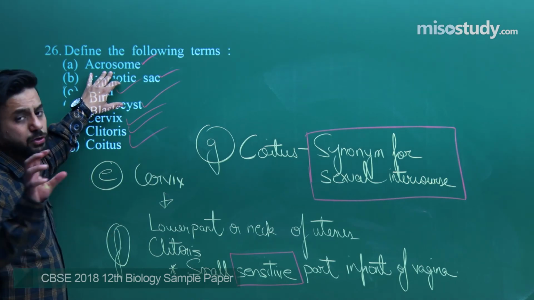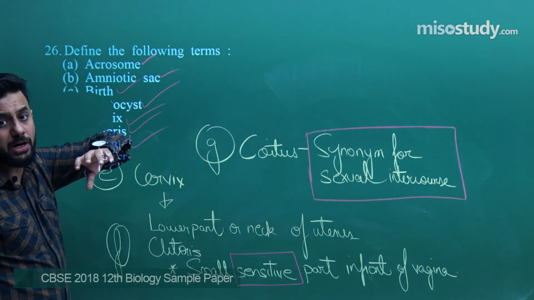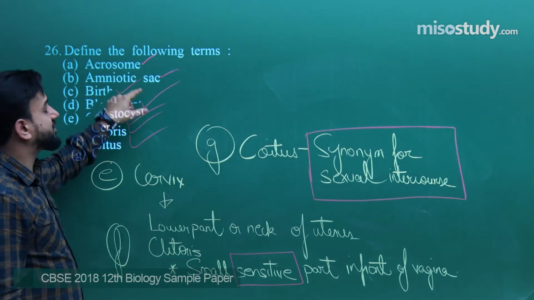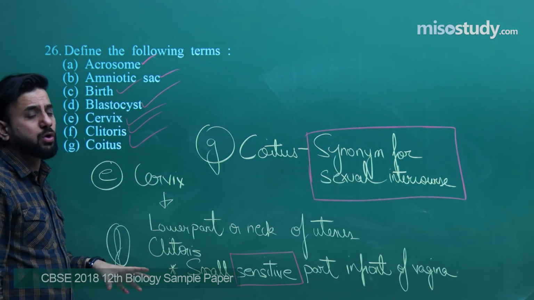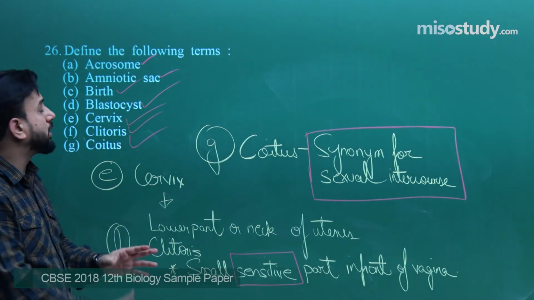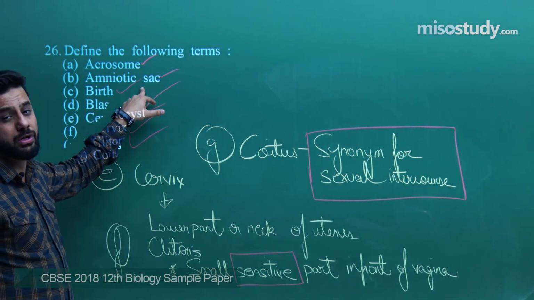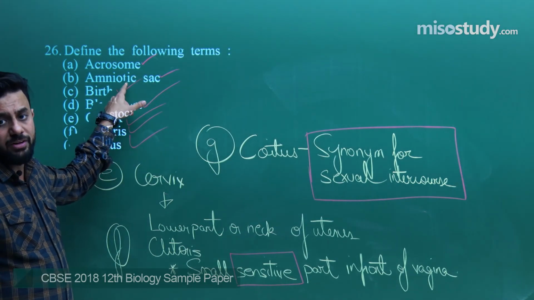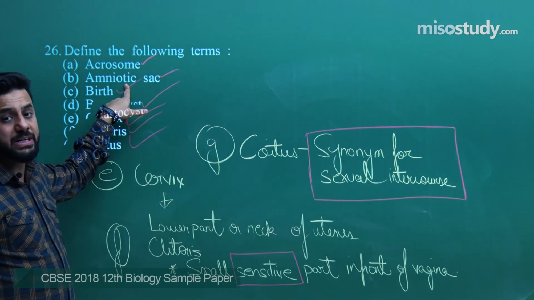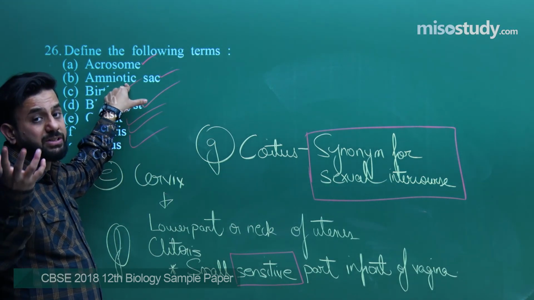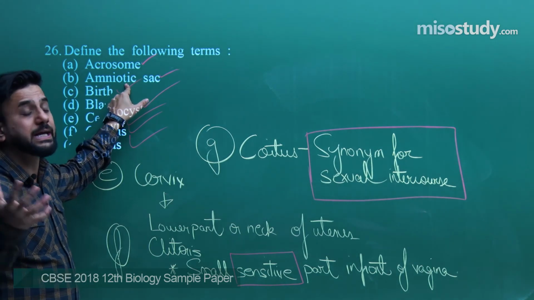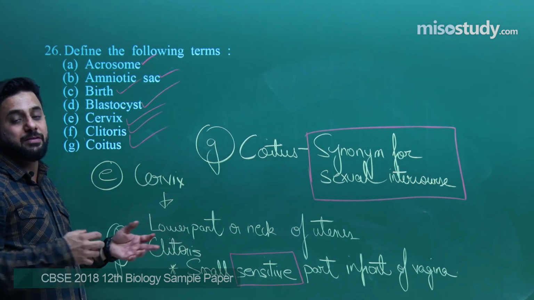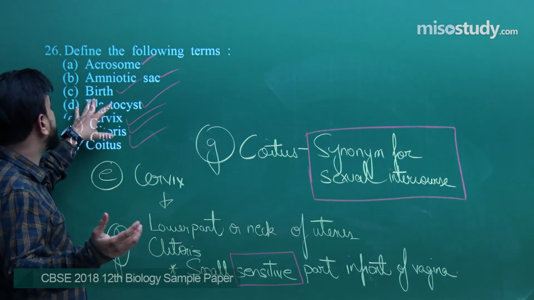The acrosome is a small part in the front part of the sperm, which contains the enzyme for entering into the egg cell. Amniotic sac is the sac-like structure around the zygote or the embryo, which provides protection and has the amniotic fluid. When we take out that amniotic fluid by the process of amniocentesis, we can check for the sex of the fetus and also any genetic abnormalities. Right? Birth, it is giving birth to a new one.